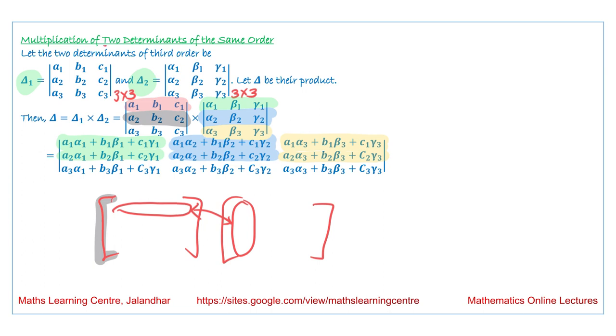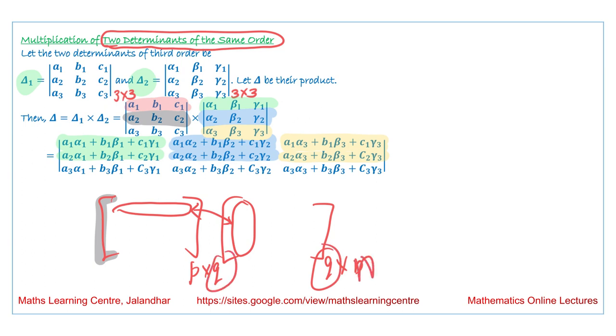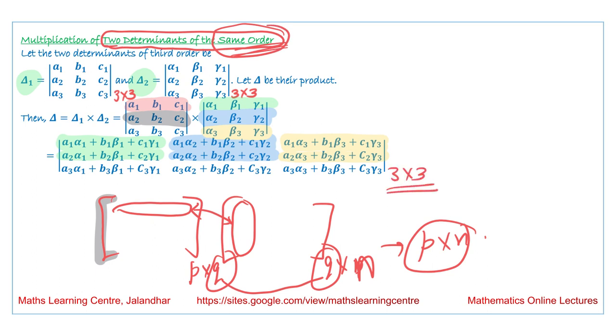Now over here the condition is that multiplication of determinants must be of the same order. In case of matrix multiplication, we were saying P cross Q, Q cross N, these Q should be equal, and the answer we were getting was a P cross N matrix. But when we are talking about multiplication of determinants, they should be of the same order. The answer we are getting again is a 3 cross 3 matrix, and corresponding columns are multiplied over here.